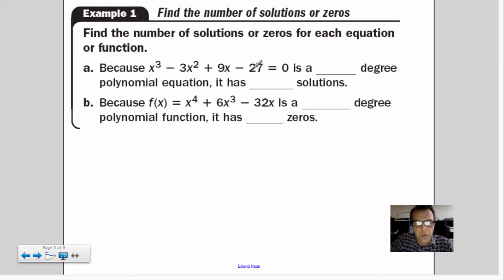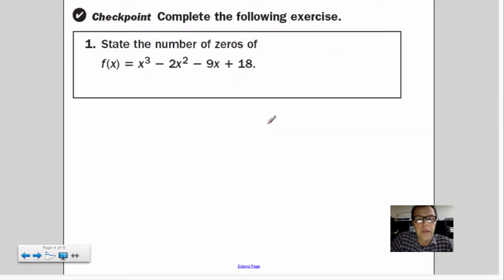So here we go. This first equation, how many answers are there? Well, this is a degree 3 polynomial, so we should get 3 solutions. And here, this is a function. We set this equal to 0 and solve. This is a 4th order polynomial, degree 4, and we should get 4 zeros. Very basic, but conceptually, it's a big deal. Fundamental theorem of algebra.